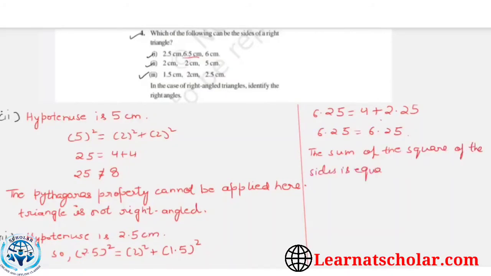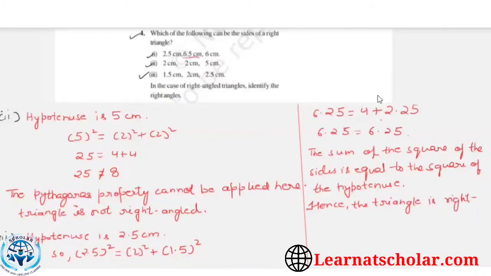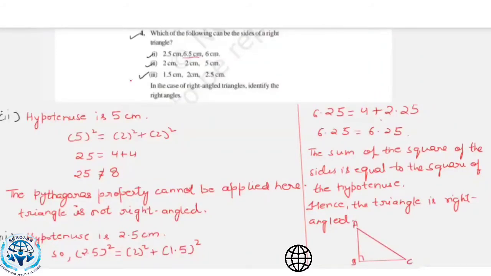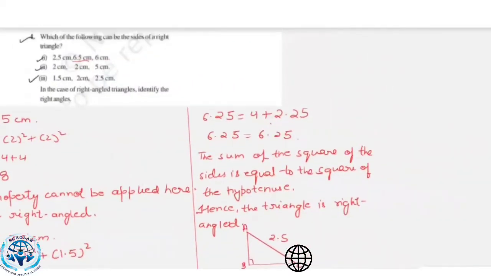That means the Pythagoras property or Pythagoras theorem can be applied here. That means the triangle is right angled. And if the triangle is ABC, it is right angled at B, because B is the angle opposite to the longest side, that is the hypotenuse, which is equal to 2.5. So we will write the full answer.